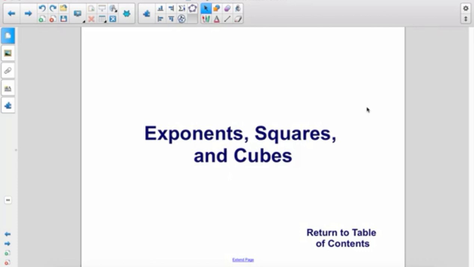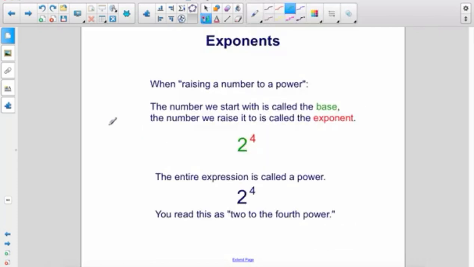Exponents, squares, and cubes. When raising a number to a power, the number we start with is called the base, and the number we raise it to is called the exponent. The entire expression is called a power. This would be read as 2 to the 4th power.